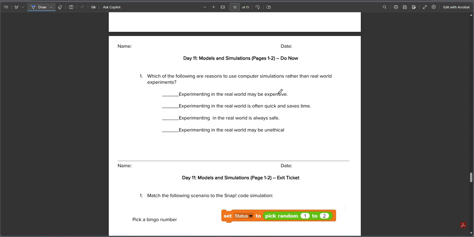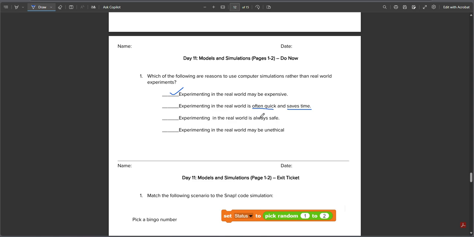Experiments in the real world may be expensive. It is, right? So just check that one. Making experiments can be really expensive. Experimenting in the real world is often quick and saves time. That's not right. It's not quick and it does not save time. It takes long. Experimenting with real people is a hassle.